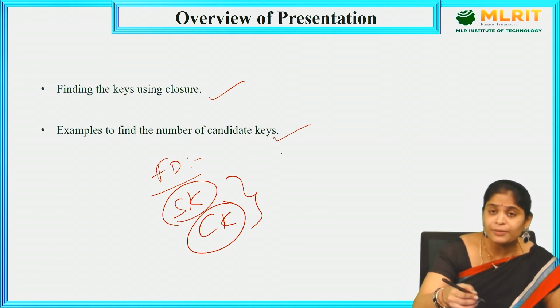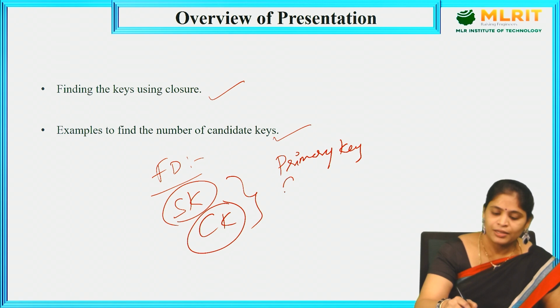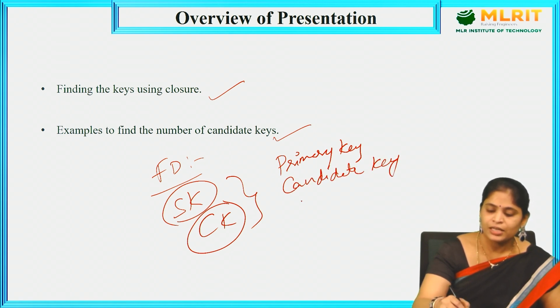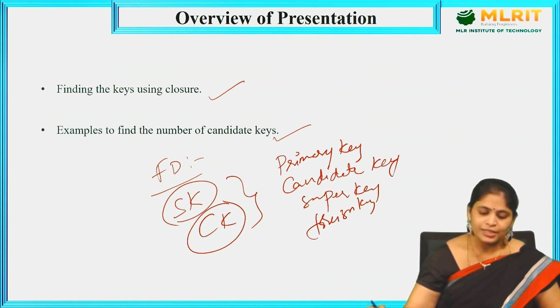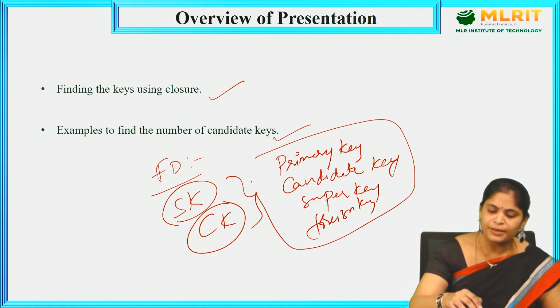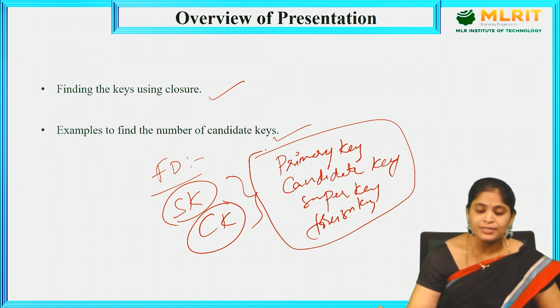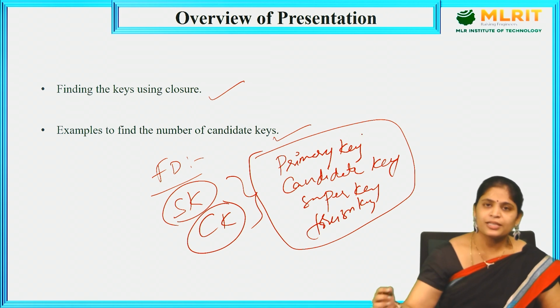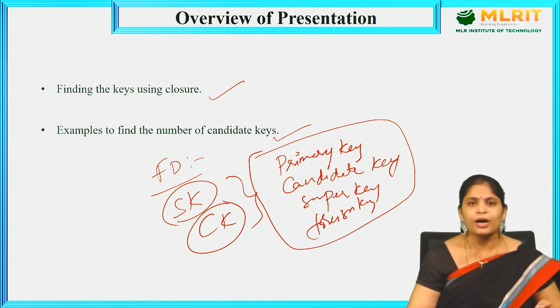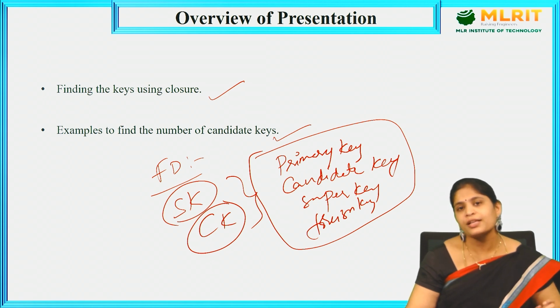What are the basic types of keys that we use in DBMS? Primary key, candidate key, super key, foreign key. These are the different types of keys that we use. Generally, these are the main keys that we use to deal with DBMS. So, what is the primary key that we all know? It is used to obtain the values uniquely. That column or that attribute is considered as primary key.